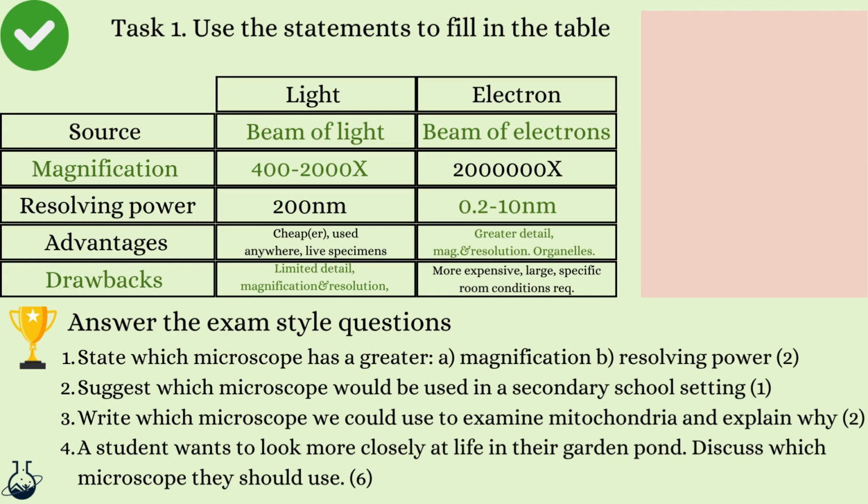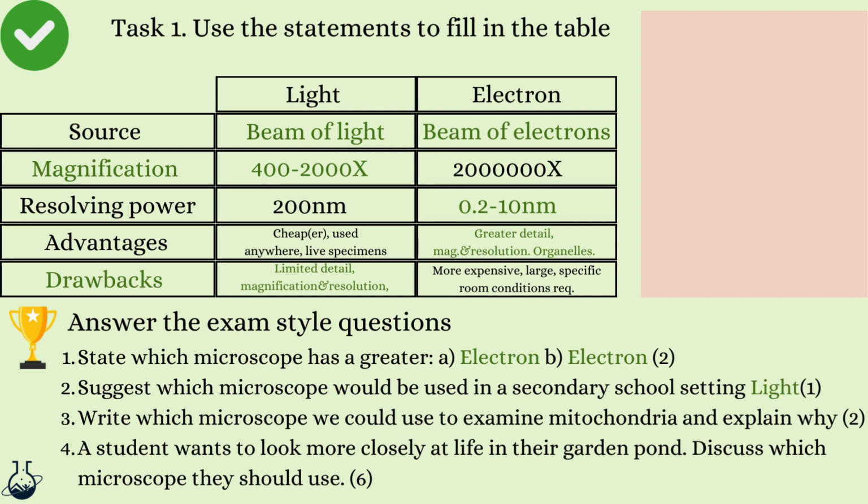Question 1 says to state the microscope that has a greater A magnification and B resolving power. Looking at the table, we can say electron for both of these. Yes, the resolving power is a lower number for electrons, but that means that they can see much finer detail at smaller structures, so this is better.